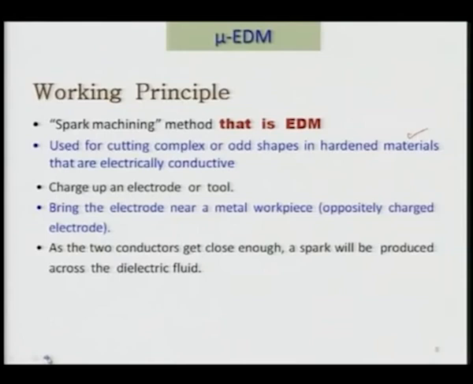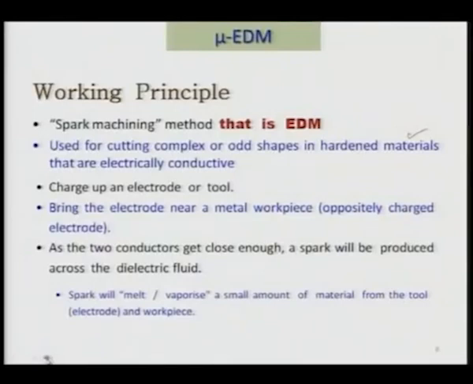As the two conductors get close enough, a spark will be produced across the dielectric. That means when the potential gradient in the path of the dielectric, that is there between the anode and cathode, becomes so large that it breaks down the dielectric, then you have what is known as a spark. Spark has a localized, highly intense heat energy, and this energy is good enough to melt and or vaporize the workpiece material.